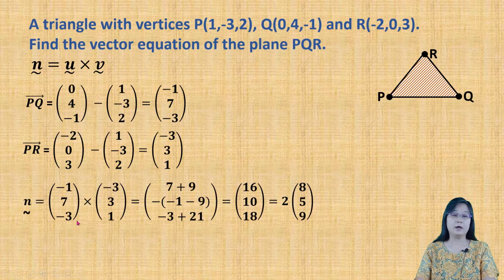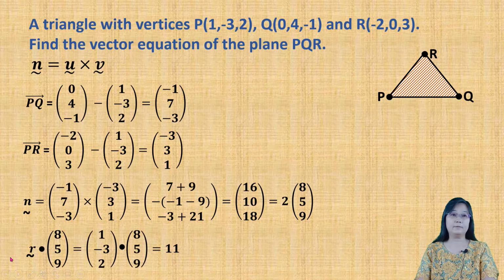So now I multiply these 2 direction vectors, and I find the vector product of the 2 direction vectors, that is 16, 10, and 18. Then I factorize the 2 out, so the normal vector becomes 8, 5, and 9.